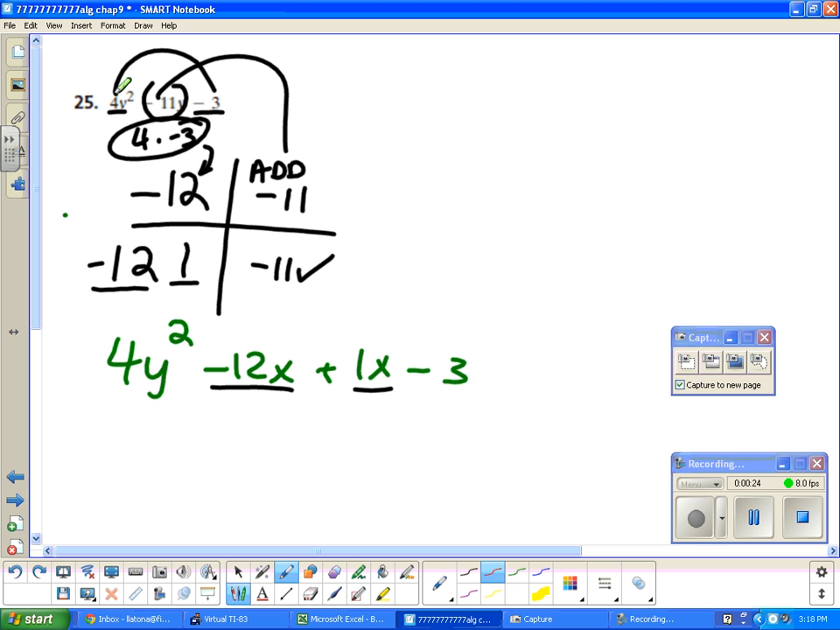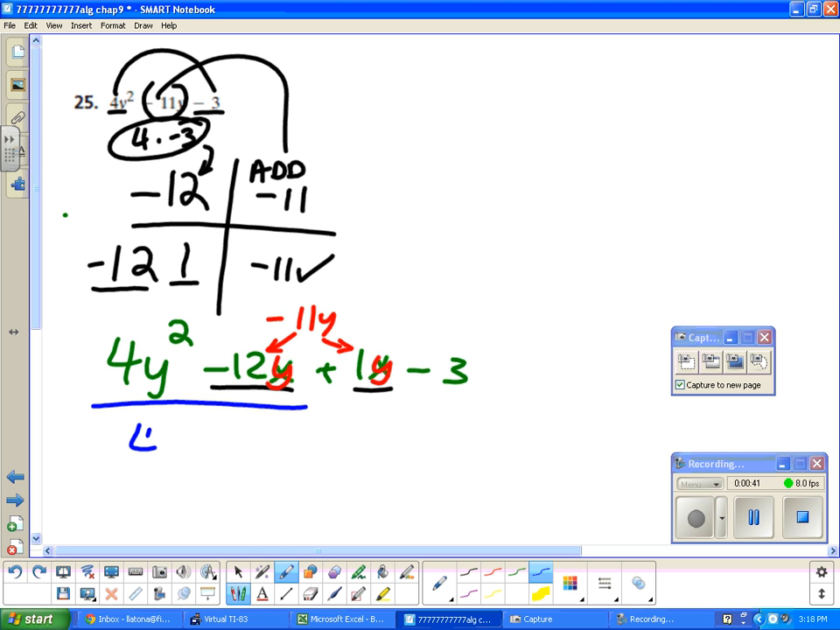So here we put that and that into the trinomial. So instead of -11y, we have 12x minus 1x. Oops, sorry, I used x. That should be a y. Okay, so now we're gonna look at each one by factoring.